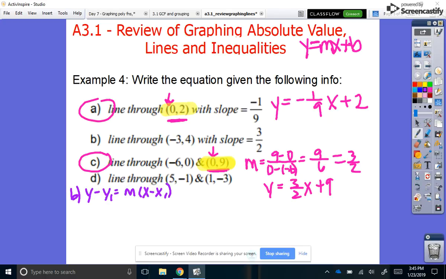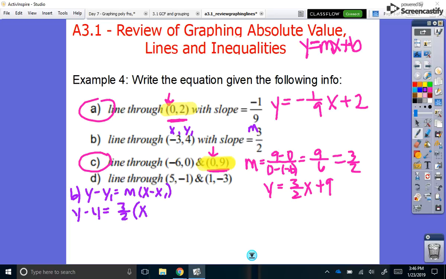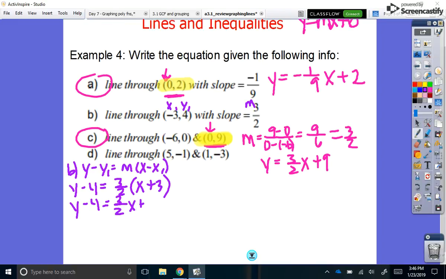which I'm writing here. So this is going to be x1, y1, and my slope is obviously m. So I'm going to plug this in. y minus 4 equals 3 halves times x minus negative 3, which will become x plus 3. Then I need to distribute the 3 halves. So y minus 4 equals 3 halves x plus 3 halves times 3 is 9 halves.